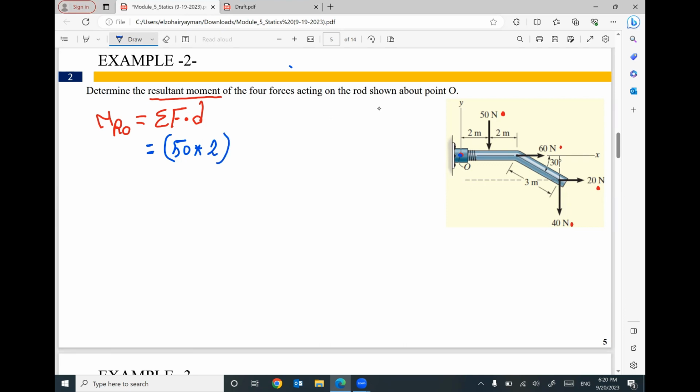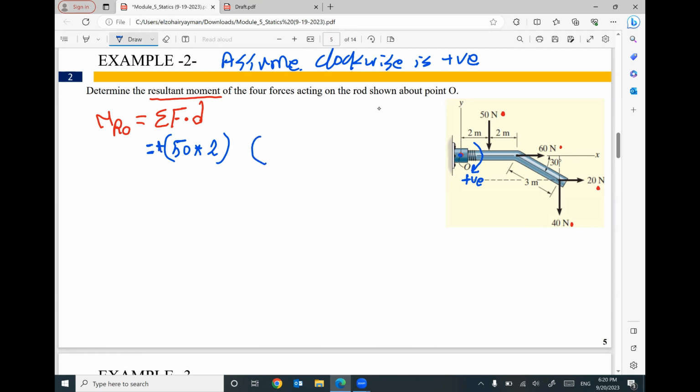I think the 50 times 2 would like to rotate this way. If you leave 50 to move and rotate, it will rotate in this way. So I will assume this direction is my positive. That's fine. It's up to you. I assume the clockwise is positive. That means any counterclockwise will be negative. You are right. So this one is positive.